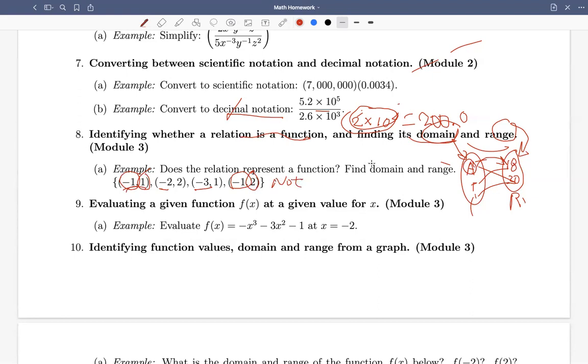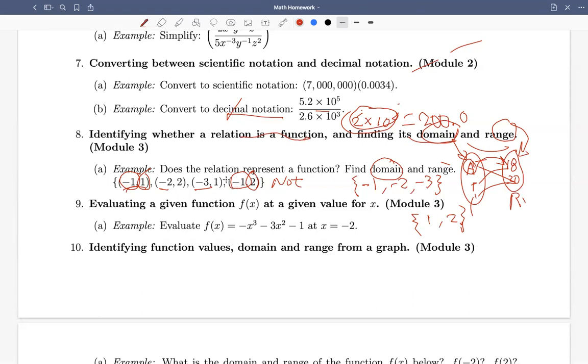What is its domain? The domain is the first members in the set. We use set notation: -1, -2, -3, 3 members. The range is the second members, and we also use set notation. It is 1, 2, that's it, only 1 and 2. You see here, we have 1, we have 2, we have 1, we have 2.